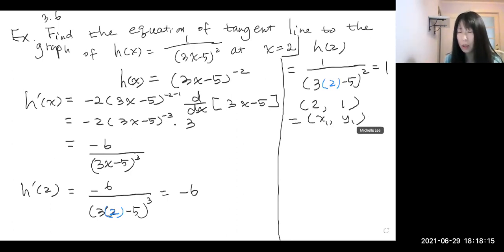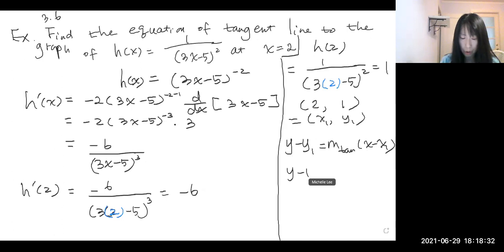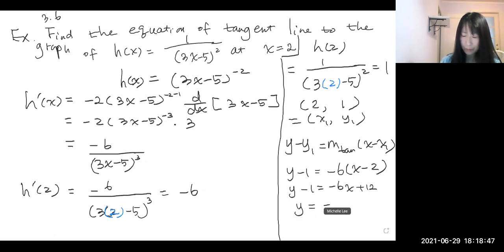So we're going to use the point-slope formula, right? So y minus y sub 1 equal to the slope of the tangent line, or we can use h prime of 2, right? And x minus x sub 1. So y minus 1 equal to, the slope is negative 6, x minus x sub 1, which is 2. Then y minus 1 equal to negative 6x plus 12. What do you get for this one? Plus 13?